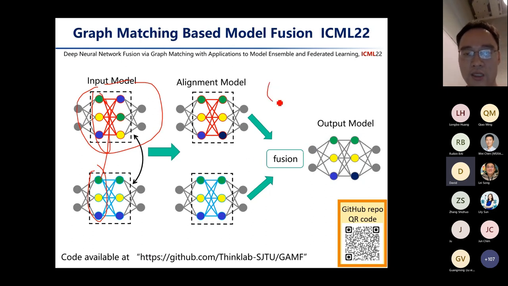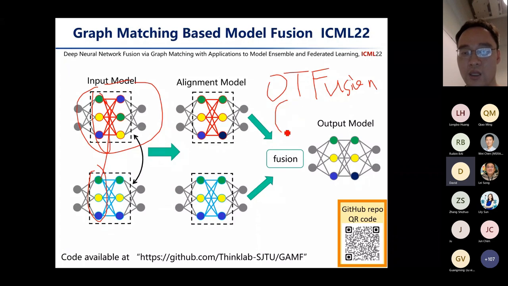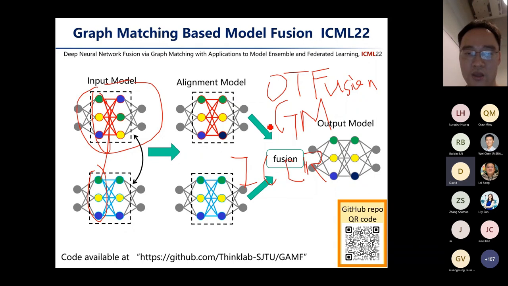Another baseline is OT fusion, where you use optimal transport to measure the distance and find the correspondence. But here we're using graph matching. Here is an ICLR paper this year, which is ranked first on OpenReview. This is also about this topic.